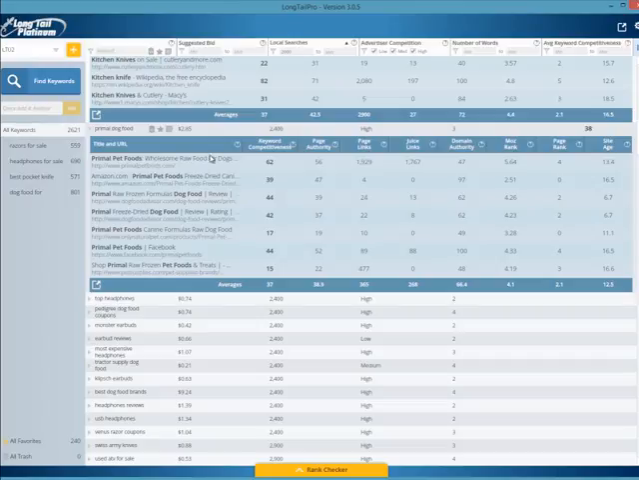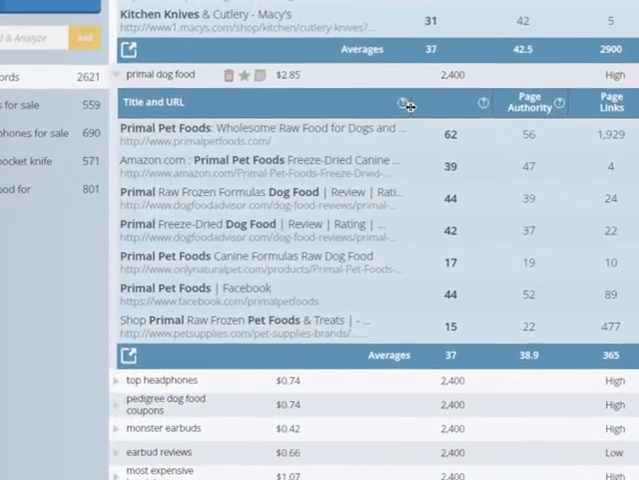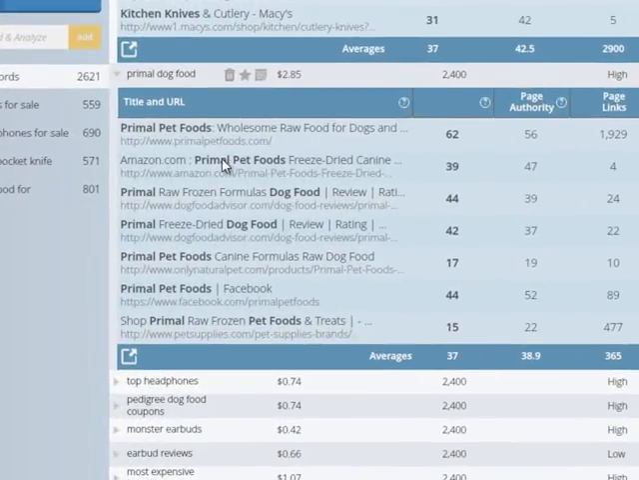So again, I'm going to start with the keywords being used in the title. Primal pet foods, and you can see that the word dogs is there, so it's very similar. So they're all using either primal pet foods or primal dog foods, and these are bolded so you can see that Google essentially is looking at these words the same. So they are all targeting the keyword in the title.